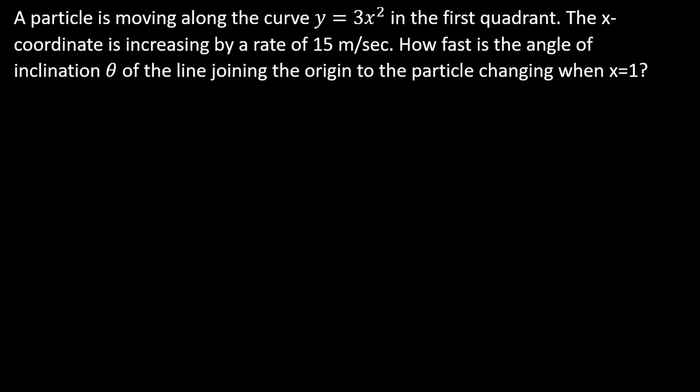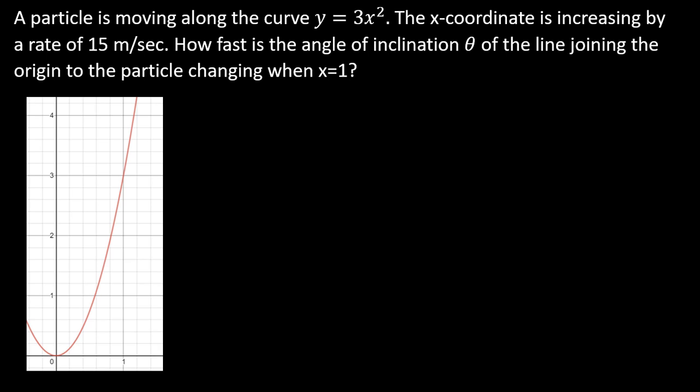Okay, so a particle is moving along the curve y equals 3x squared in the first quadrant. So the x-coordinate is increasing at a rate of 15 meters a second. How fast is the angle of inclination theta of the line joining the origin to the particle changing when x equals 1? Okay, so this is the first quadrant here.